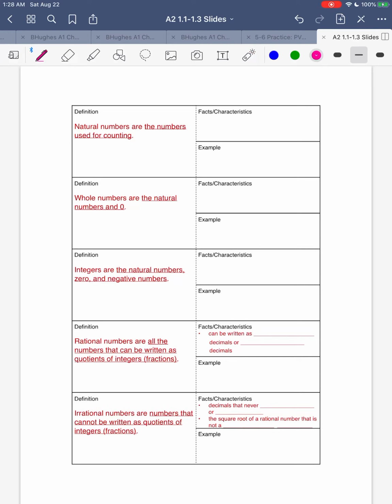So the first thing we're going to discuss is the different types of numbers, okay? And then the real number system. The first one that we're going to discuss is natural numbers. Natural numbers are the numbers used for counting. So that would be your counting numbers, 1, 2, 3, 4, and so on. So that's what you'll write in the example.